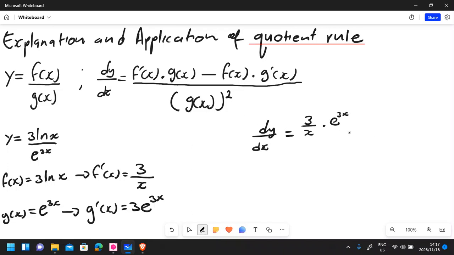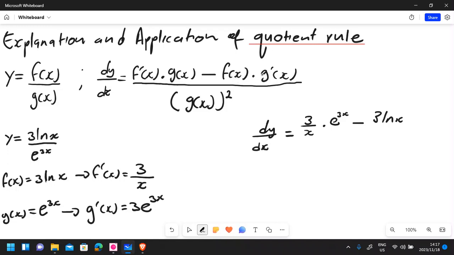And then here you subtract. Now on the second term, on this numerator, we have f of x. So what is our f of x? Remember, f of x is going to be 3 natural log x. So it's minus 3 natural log x. So this is your f of x, not the derivative of f of x.